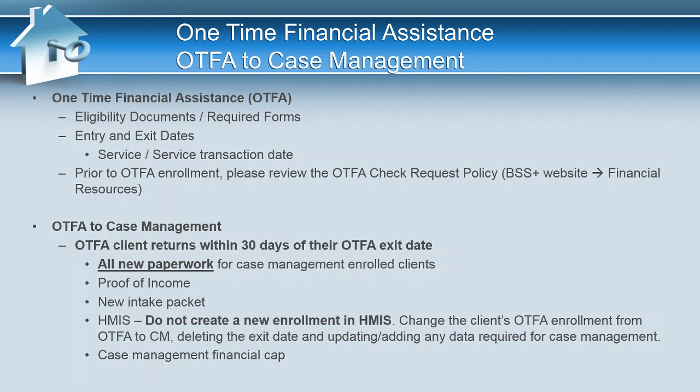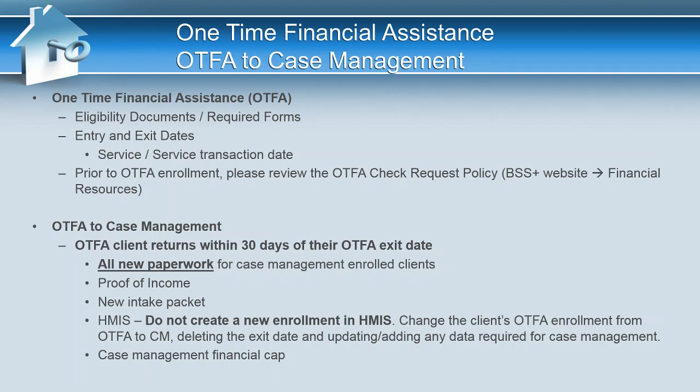So one-time financial assistance is just that. The household is being brought in. Say they come in on January 1st. You complete all the paperwork. You decide that this household is best fit for one-time financial assistance. So their entry date is going to be January 1st. Their exit date is going to be January 1st. Their service transactions for whatever type of financial assistance you provide are going to be January 1st. It's all going to occur on one day, because if you determine that they are an OTFA household, then they only get services on that one day.